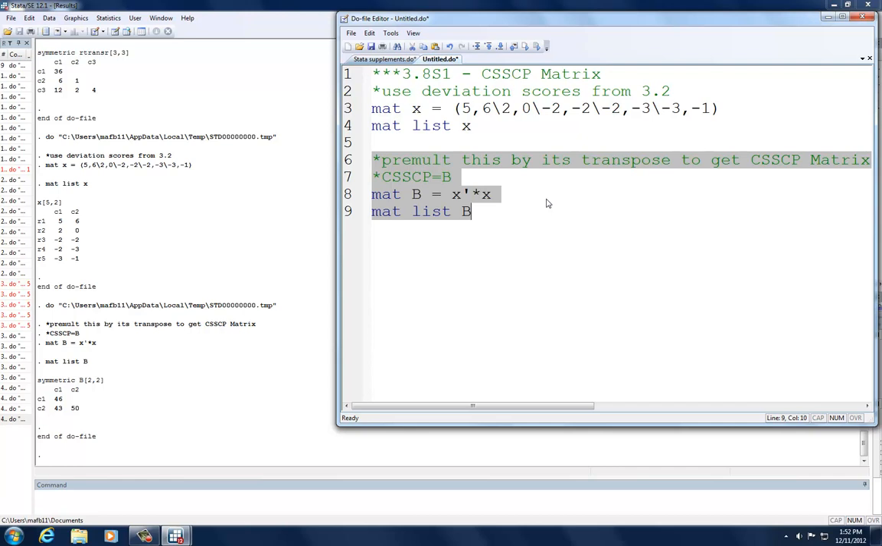And in fact, it is what we got when we did it by hand, with the values 46, 43, 43, 50. And once again, you see that this is a symmetric matrix, so Stata's output will only give you the values that it actually needs to. It gives you the lower triangle. And that's a very simple way to get the centered sum of squares and cross products matrix in Stata.